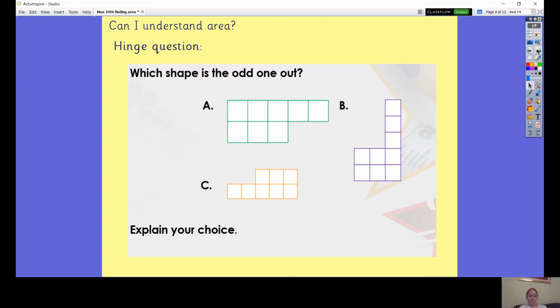Okay, so I'm glad we've mentioned the size of squares, because on these, your hinge question is which shape is the odd one out. Now, oddly, the squares are not all the same size, but I want you to imagine that the squares are all the same size. So imagine that they are all 1 centimetre squares. And can you please pause and work out which one is the odd one out and why?